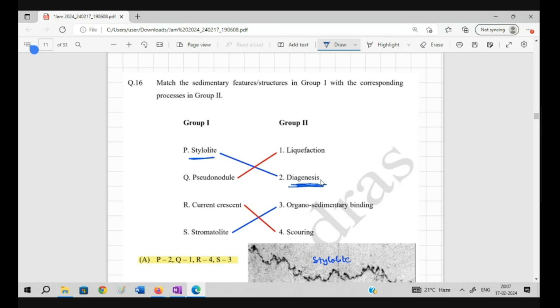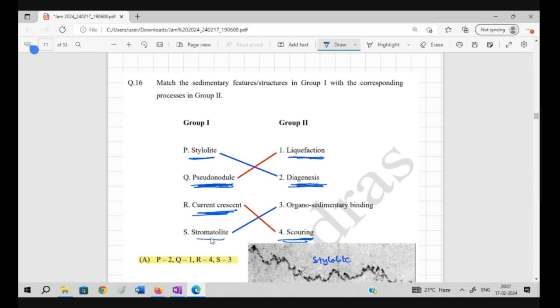Now the pseudonodules are created due to the liquefaction process. These are due to liquid activity, and hence it is known as the liquefaction process, which creates the pseudonodules. Now the current crescent, if you remember, is an erosional feature created mainly due to river action, so it is associated with the scouring mechanism.